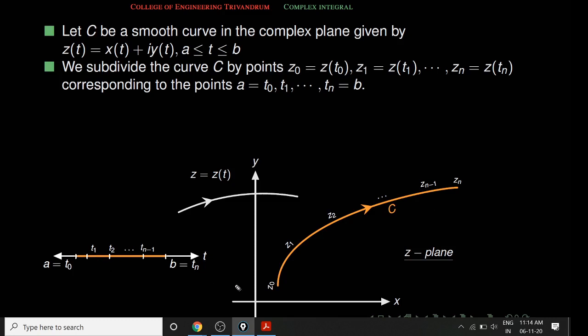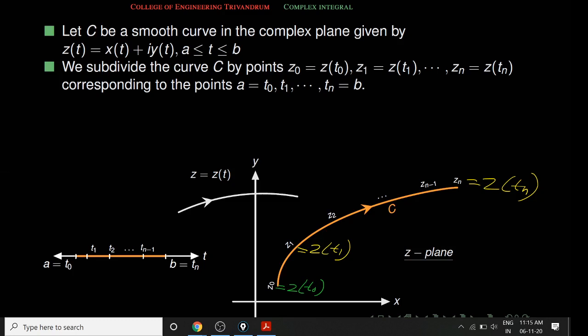What is the meaning of corresponding to? This means Z0 is Z of T0, because T0 is A. And what is Z1? Z1 is Z of T1. In the last, Zn is Z of Tn, where Tn is B. That's the idea. They need not be equidistant. We consider a partition. We simply say a partition on curve C by choosing n or n plus 1 points. Okay, that's clear.